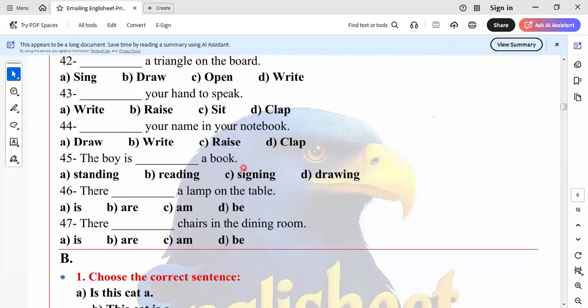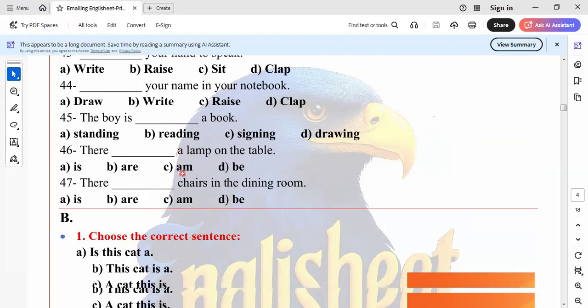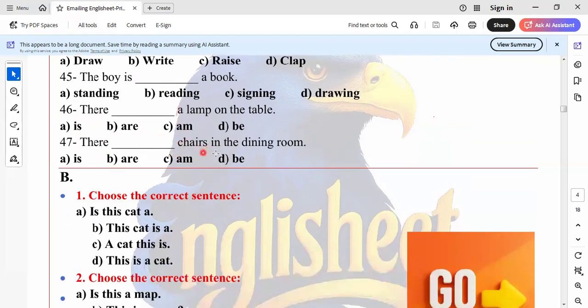The boy is reading a book. There is a lamp on the table. Here it will be "there is". Why? Because we have A and A is singular. There are chairs in the dining room. It will be here "are".